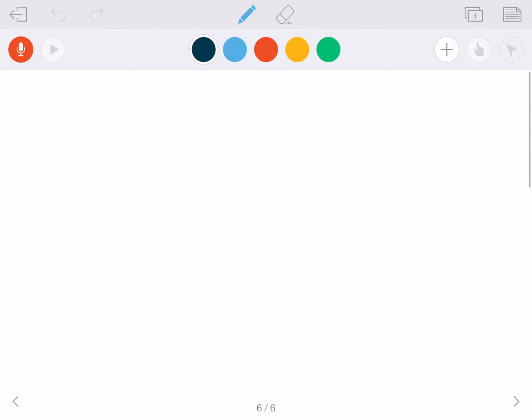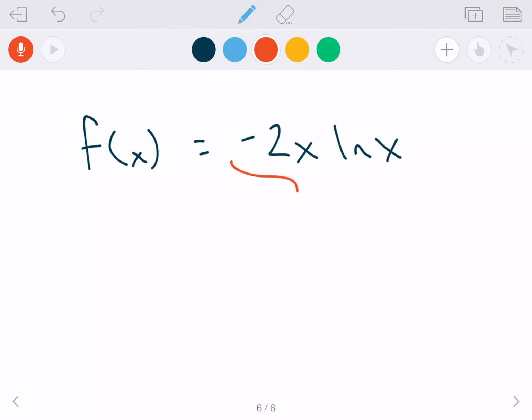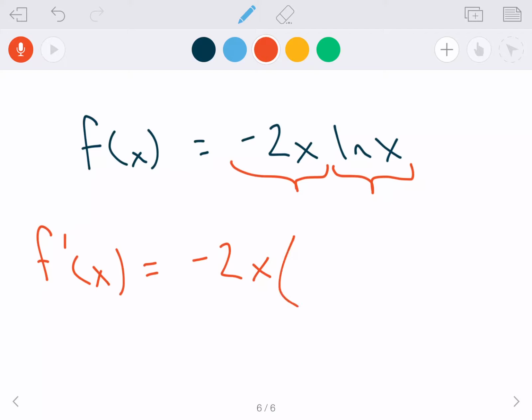If your functions are separated by multiplication, you have to follow the product rule. So if you have f of x equals negative 2x natural log of x, these are the hardest ones to spot, I think, but if you can separate it into 2 functions, a first and a second, that's when you follow the product rule. So the derivative is the first times the derivative of the second plus the second times the derivative of the first.